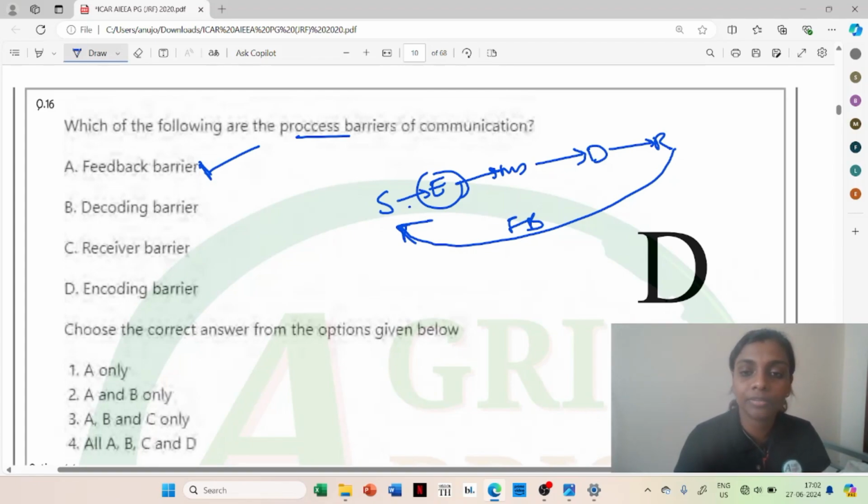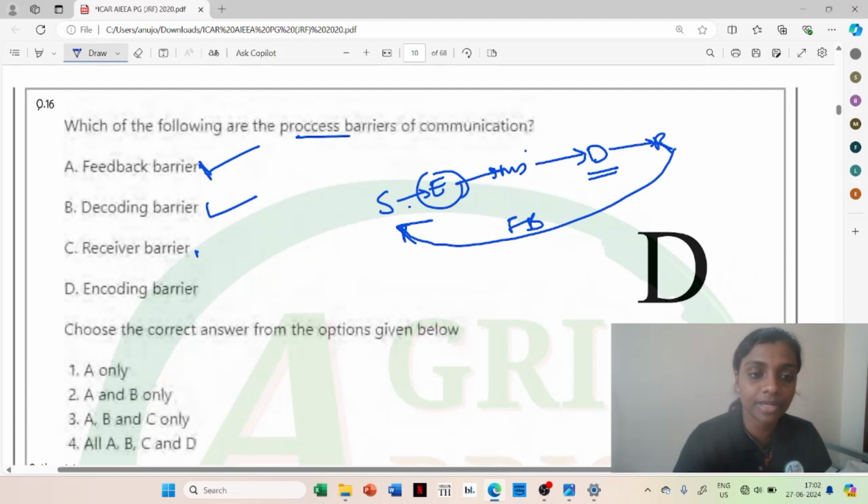Second one is decoding barrier. Decoding barrier means the encoded message cannot be decoded by the receiver. Maybe he has a problem with reading. If he cannot understand the words properly, he cannot understand the meaning of the article properly. So we can tell that is a decoding barrier. So this will also come in the process barriers of communication.